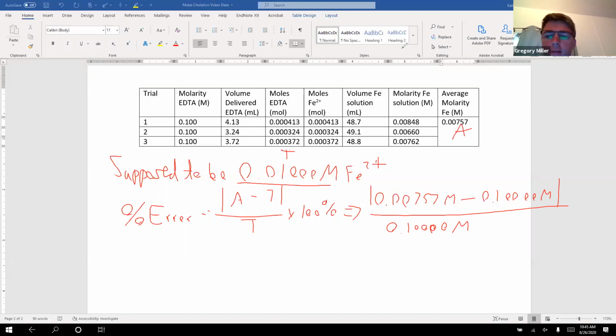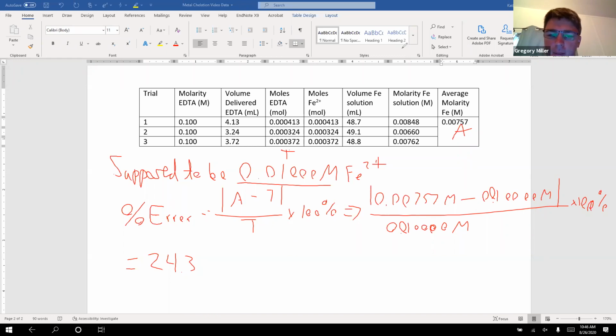So if we do this top difference, you will get a negative number, but that's the point of the absolute value bars, it lets you ignore the negative sign. That way none of your percent errors will ever be negative. So we do all of that math and we get 24.3.